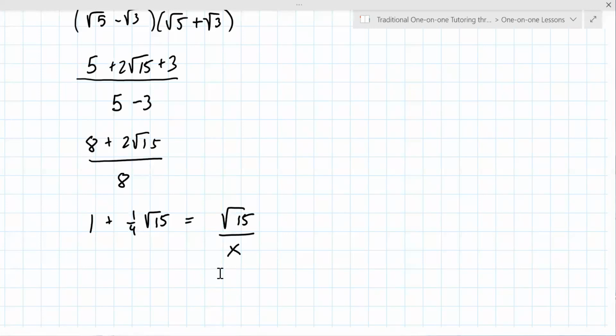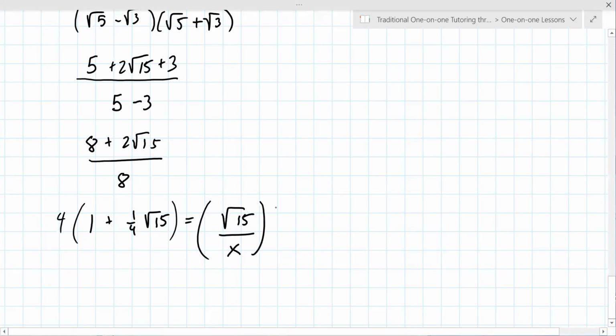All right, is that the end of it? No, we haven't solved it yet. So that's the challenge here. I'm gonna do something here. I'm gonna multiply both sides by 4. So I get 4 plus the square root of 15 equals 4 square root of 15 over x, just to clear that out a little bit.